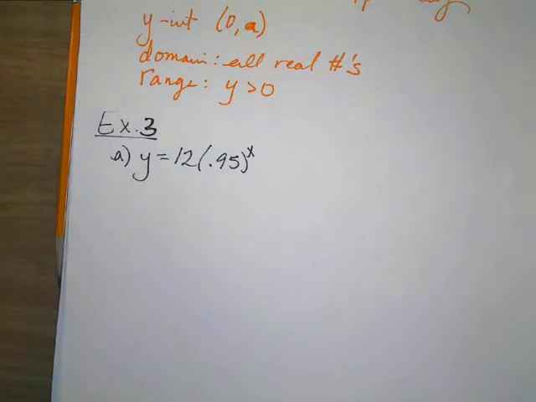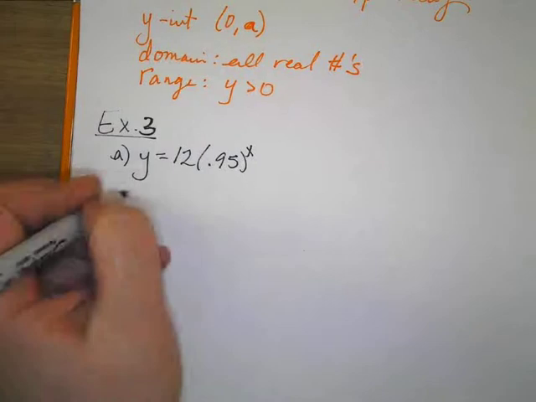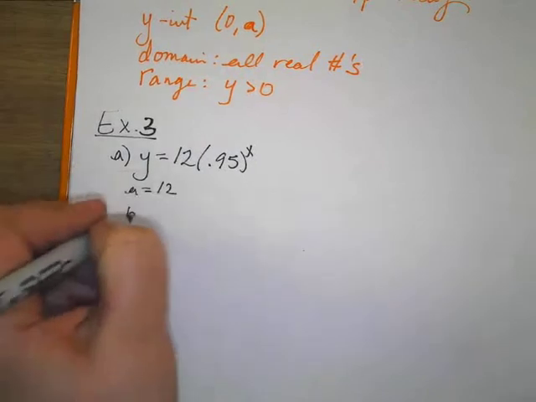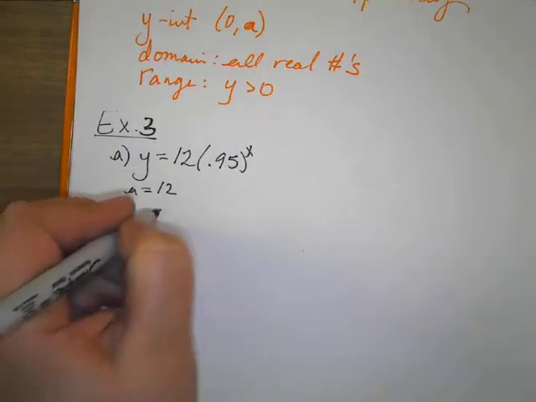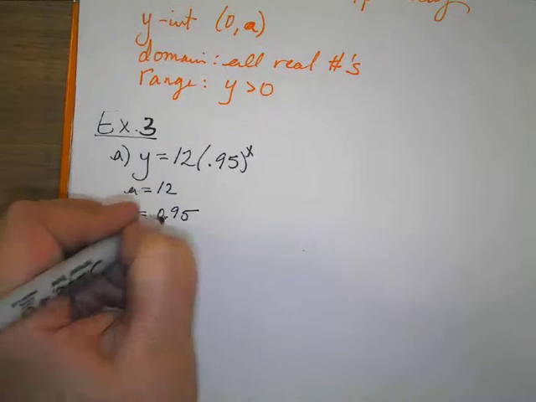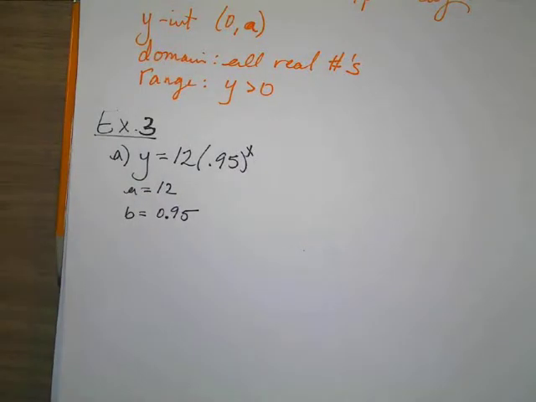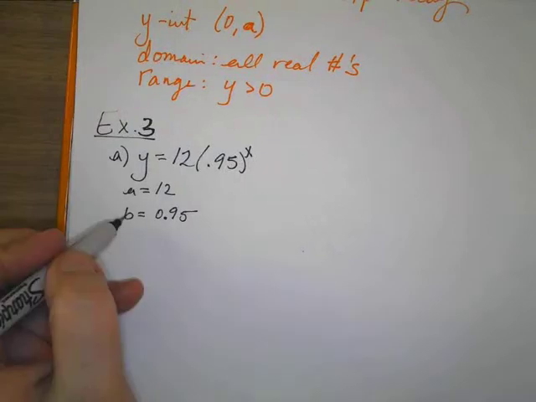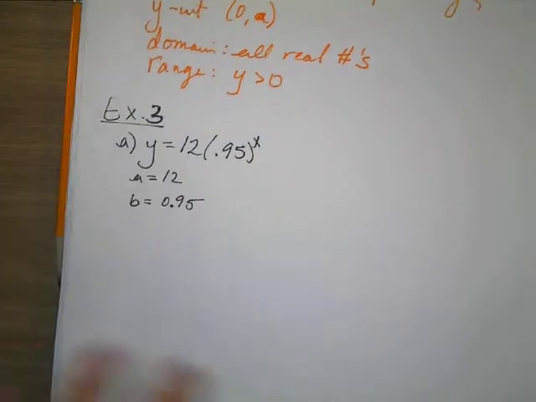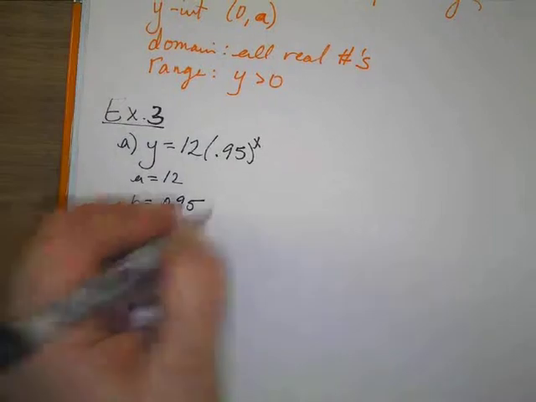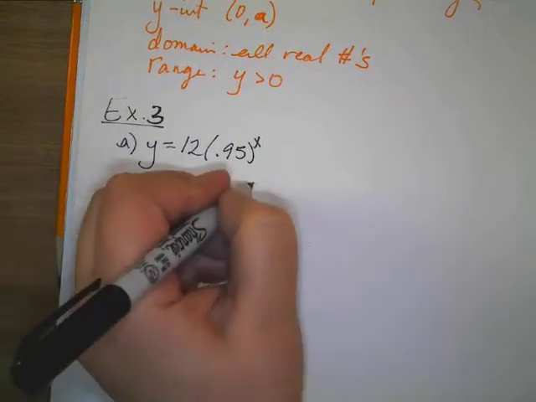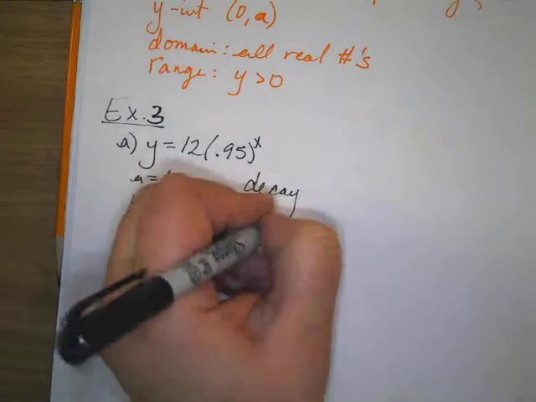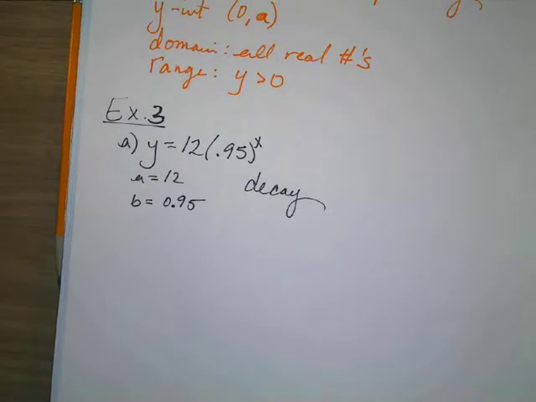So, what's our a value in this case? 12. A is 12. What's our b? 0.95. So to tell whether this is growth or decay, we have to look at our b value. Is our b value greater than 1 or between 0 and 1? Between 0 and 1. Because my b value is less than 1, I know that this is a decay. It's going to get smaller.